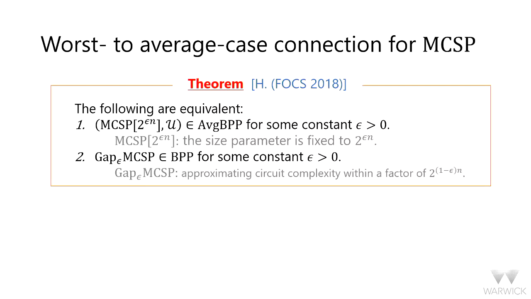And this is equivalent to the second statement, namely Gap_ε MCSP is in BPP. Here, Gap_ε MCSP is the problem of approximating circuit complexity within a factor of 2 to the (1 minus epsilon) times n. There is a trivial approximation algorithm approximating circuit complexity within a factor of 2 to the n. So this is slightly below the trivial factor, but we can show that the worst case complexity of this problem is equivalent to the average case complexity of MCSP.